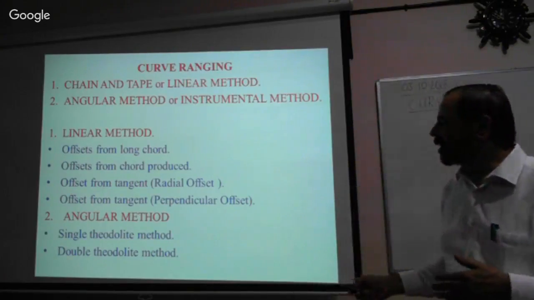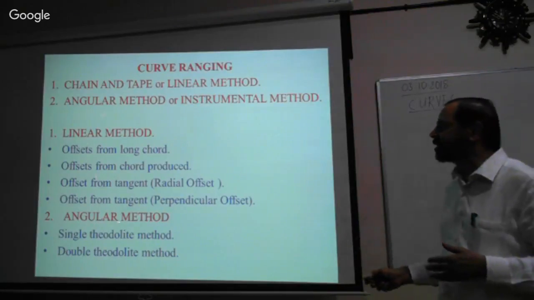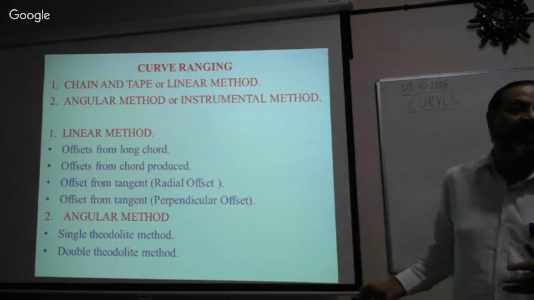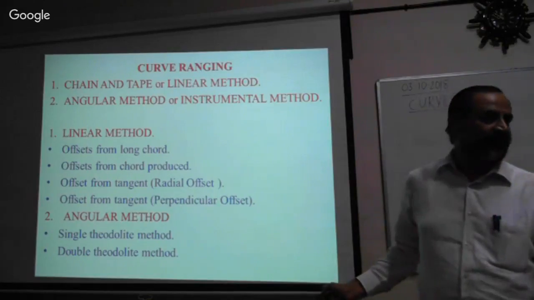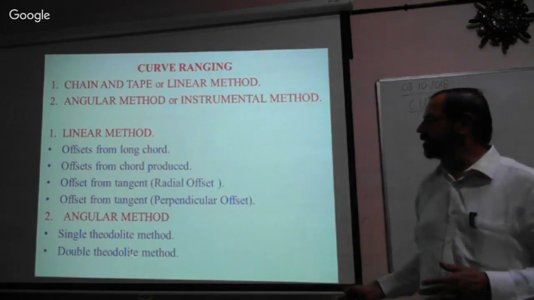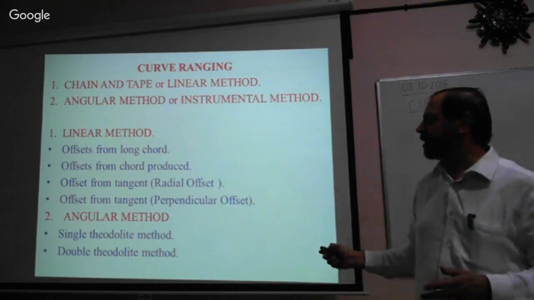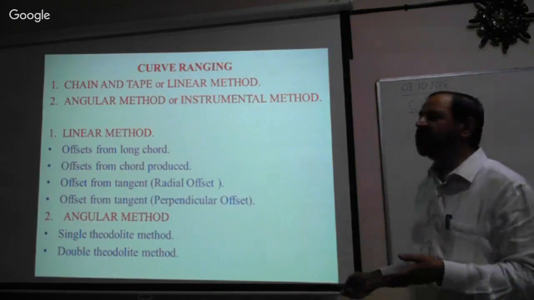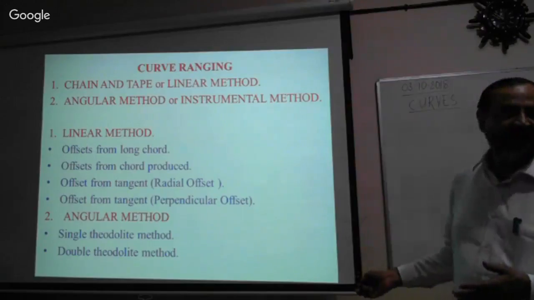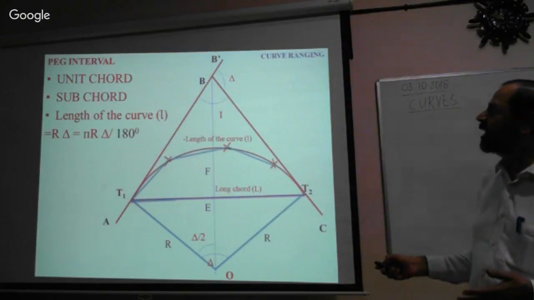Now similarly, this is the angular method, that is the instrumental method, the theodolite method. In some textbooks we can call it by different names: theodolite method, single theodolite method, double theodolite method. Directly we can call this the angular method or instrumental method or theodolite method. Anyway, you can call it as you like. There are two ways: one is the linear method, the other is the angular method. Now we'll see.